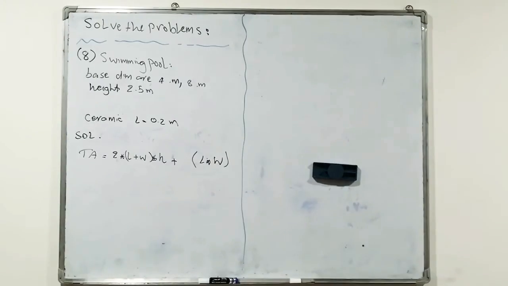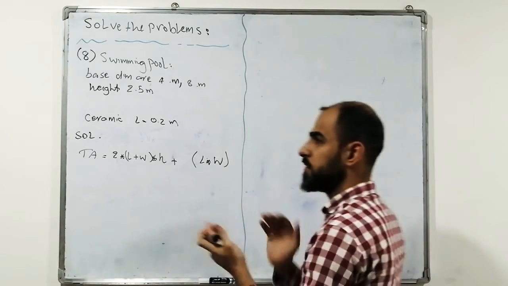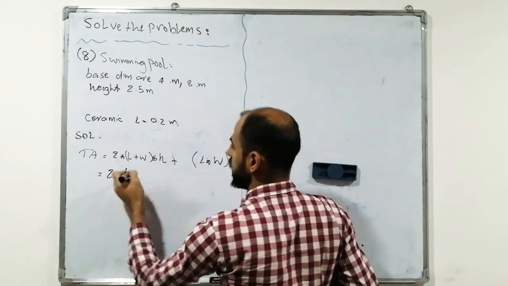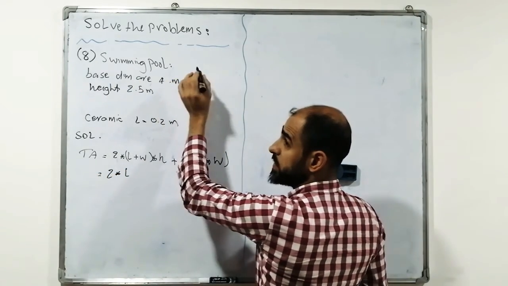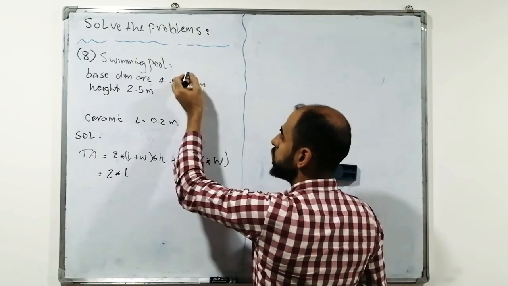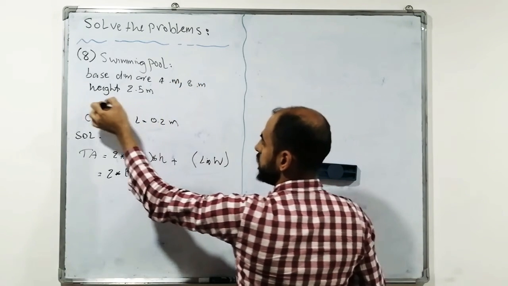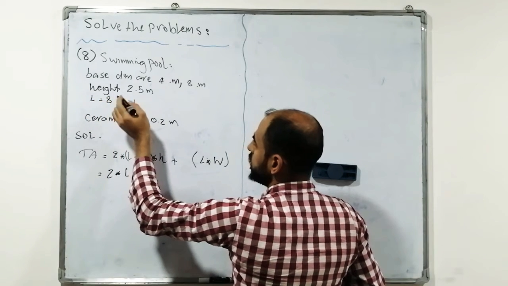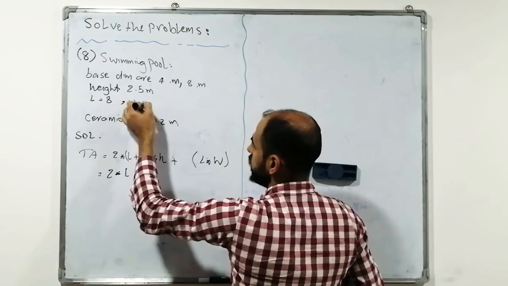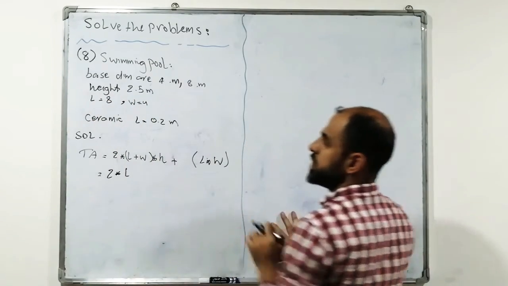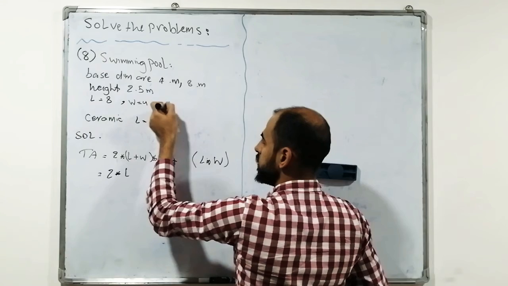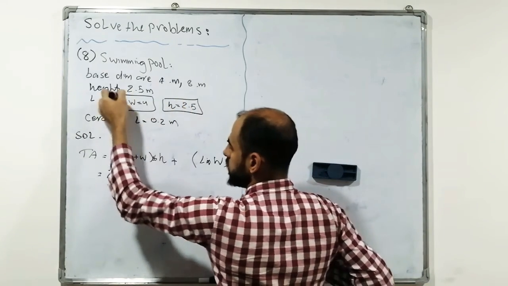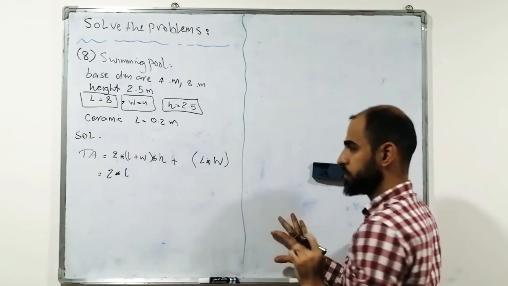This is the total area, or the surface area, of the pool. By substituting, 2 multiplying by the length plus the width, multiplied by the height. The length L equals 8 and the width is 4. These are the base dimensions, and the height is 2.5. Okay? These are the dimensions of the pool, not the ceramic piece.